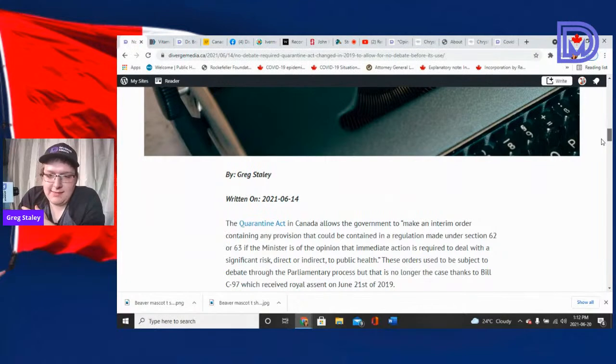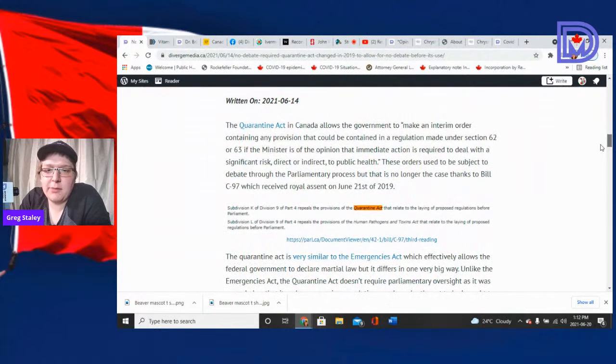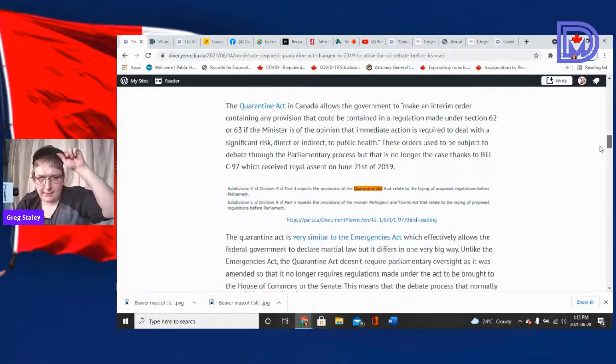So this was written 6 days ago. The Quarantine Act in Canada allows the government to make an interim order containing any provision that could be contained in a regulation made under Section 62 or 63 if the minister is of the opinion that immediate action is required to deal with a significant risk, direct or indirect, to public health. So these orders used to be subject to debate through the parliamentary process, but that is no longer the case, thanks to Bill C-97, which received royal assent on June 21st of 2019.